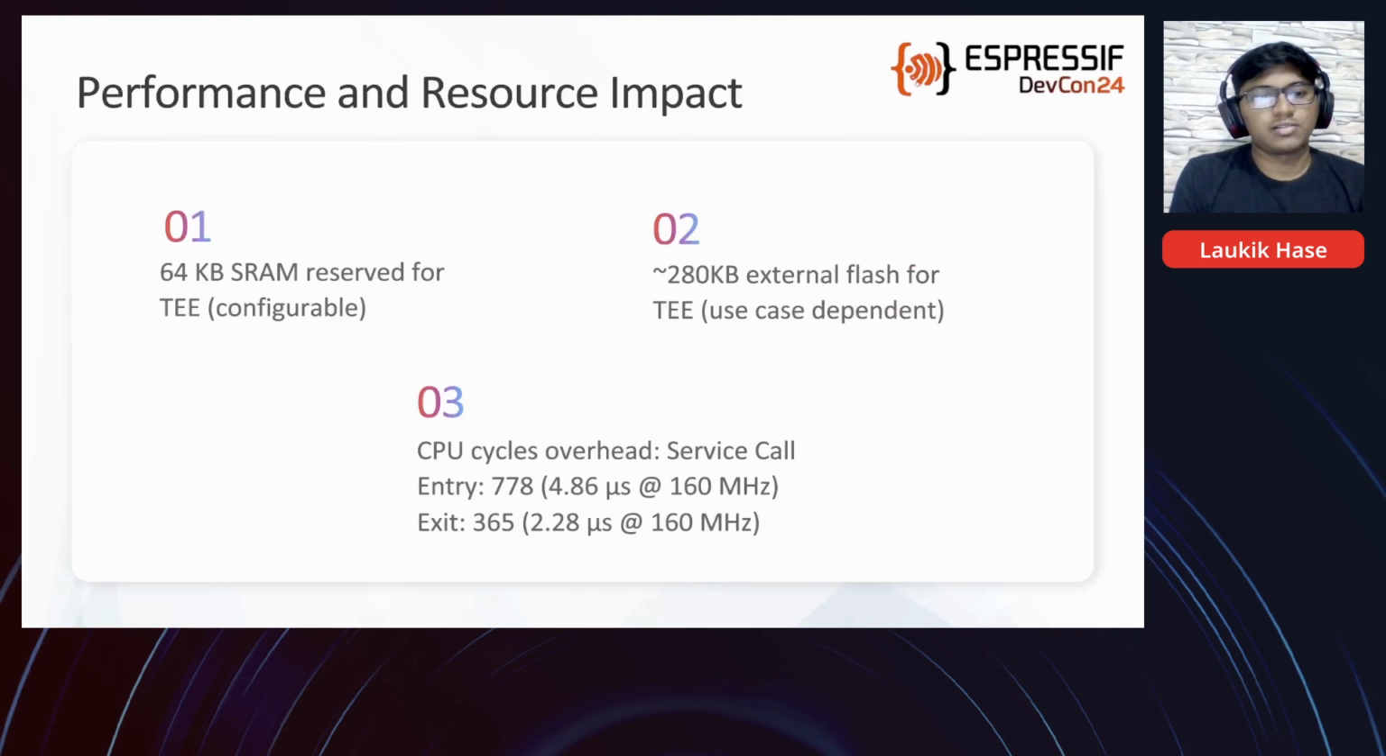Each service call introduces a total overhead of about 1100 CPU cycles, which is approximately 7 microseconds at the 160 megahertz frequency at which the ESP32-C6 CPU operates. For all the interpreted scenarios, interrupt service delays and overheads are minimal.